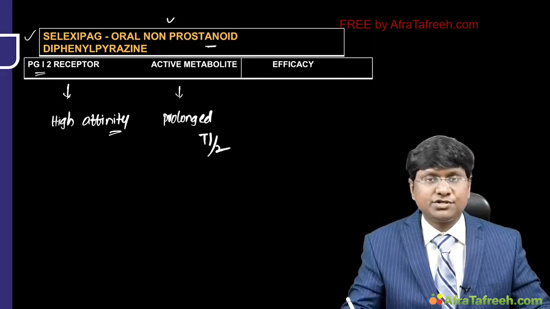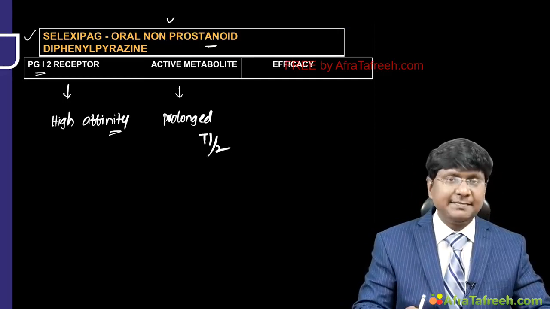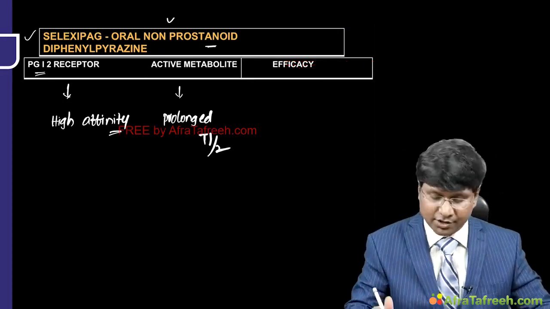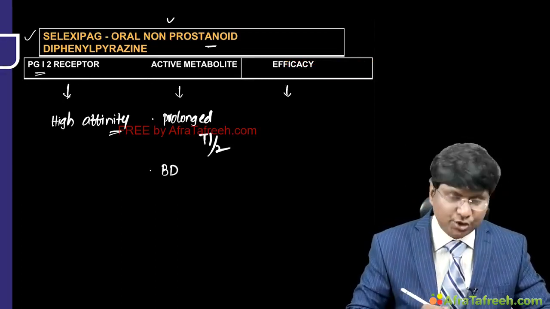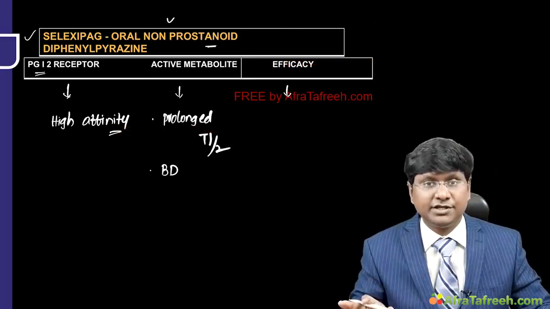Then we have treprostinil, which has a half-life of only 4 hours. Whereas selexipag has a longer half-life compared to your prostanoid analogs, and that is the reason why the dosing is only twice daily. Only twice daily if you give selexipag, that will be more than enough.